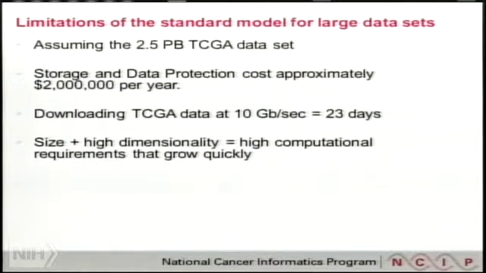If you were to try and download that data, well, TCGA is 2.5 petabytes, or it's going to be. That's 20 million gigabits for those of you who prefer to convert into network speeds. If you had a dedicated 10 gigabit per second line and you didn't have to share it and you could get maximum throughput, which is impossible, it would take 23 days to download that data each.